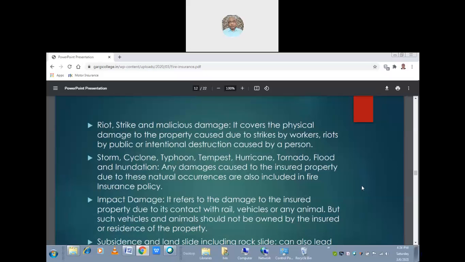Impact damage refers to damage to the insured property due to contact with a rail, vehicle or any other animals. But such vehicles and animals should not be owned by the insured or residents of the property. Impact damages are not voluntary; if it happens involuntarily, it's okay. So damage to the insured property due to contact with rail, vehicles or any animals, but such vehicles and animals should not be owned by the insured.